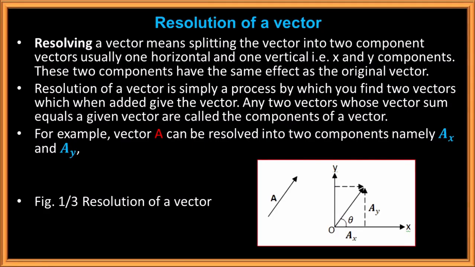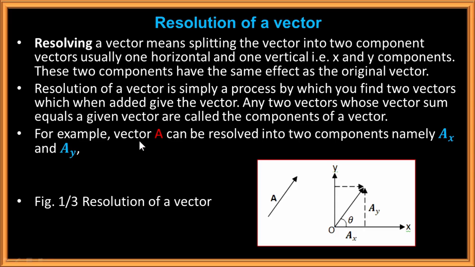Resolution of a vector. Resolving a vector means splitting the vector into two component vectors, usually one horizontal and one vertical, that is x and y components. These two vectors have the same effect as the original vector. Resolution of a vector is simply a process by which we find two vectors which, when added, give the vector. Any two vectors whose vector sum equals a given vector are called the components of a vector.